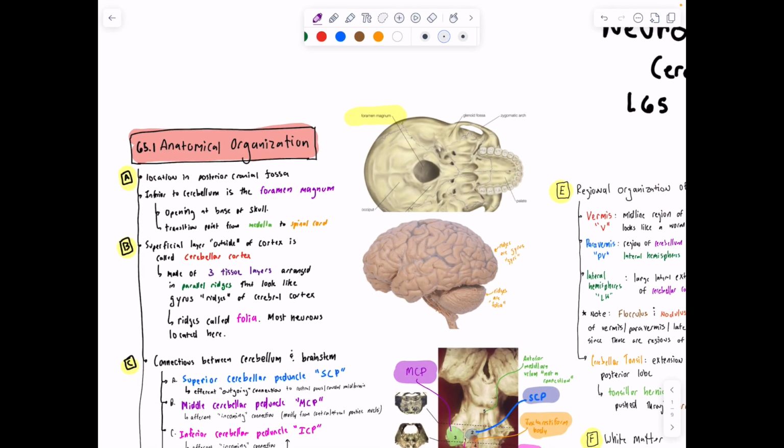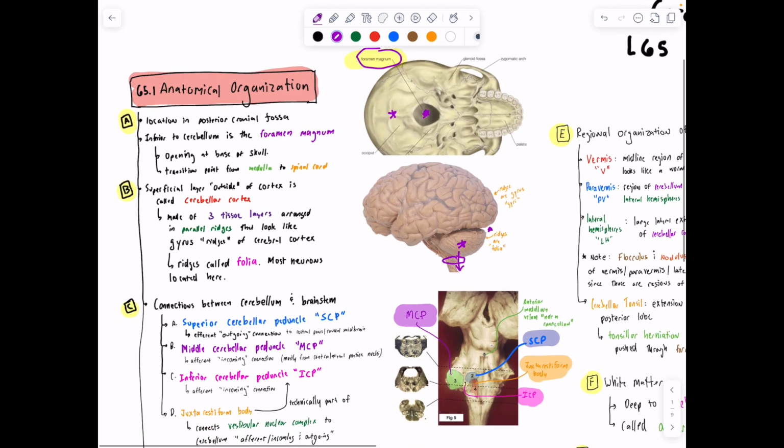So we're talking about the cerebellum, of course, and where is it located? Posterior cranial fossa, deep to this little piece. And inferior to the cerebellum, right around here, is the foramen magnum, and we'll talk about how if there's pressure here, part of the cerebellum can go through the foramen magnum, which is very dangerous.